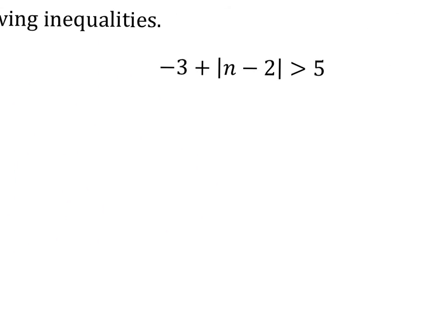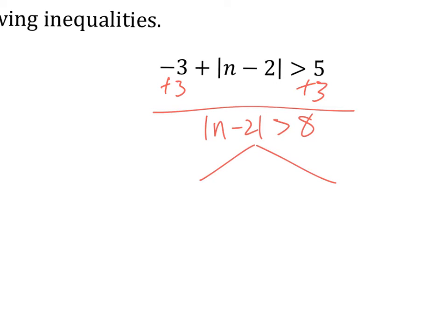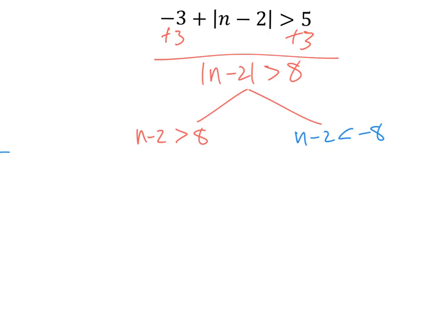Okay, let's move on to this next one. We have -3 plus the absolute value of n minus 2 is greater than 5. So we want to add 3 on both sides so that we can isolate the absolute value. Then we end up with the absolute value of n minus 2 is greater than 8. And now at this point, we can split it into our two inequalities. So we have n minus 2 is greater than 8, and n minus 2 is less than -8. Flip the inequality symbol, change the sign. Okay, and now we can just solve.